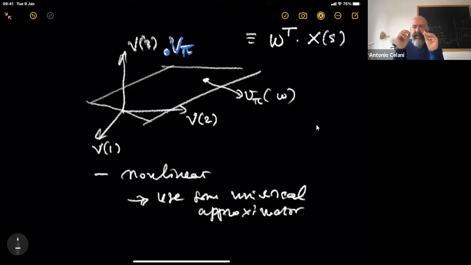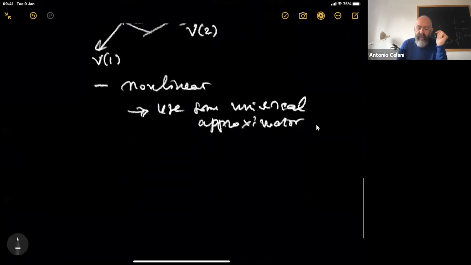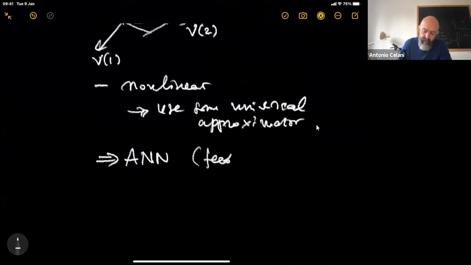So all this seems very, very abstract, but in practice, what people use as universal approximators are artificial neural networks. And in particular, feed-forward ones.